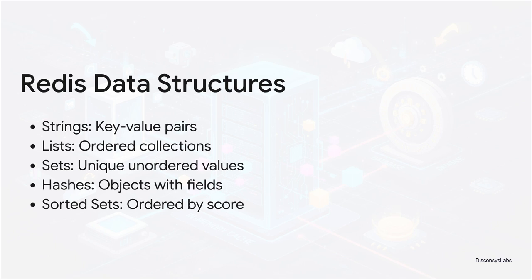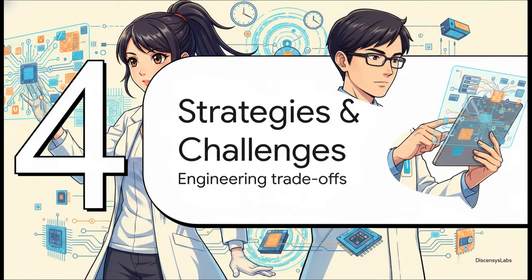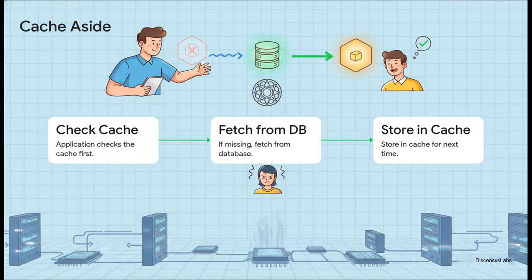These automatically order items by a score, which makes them absolutely perfect for things like real-time gaming leaderboards. All right, let's pivot a bit. Section 4, strategies and challenges. Because look, with all that blistering speed comes some serious engineering challenges. You can't just dump all your data into RAM and expect it to work flawlessly forever.